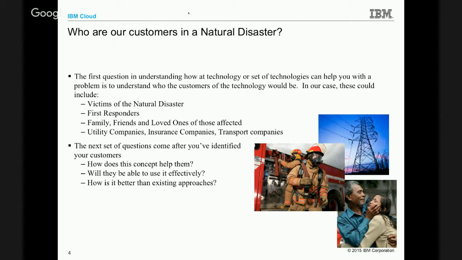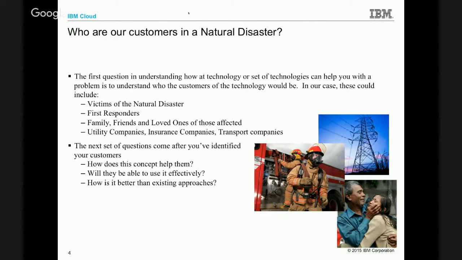And then finally, there's the second tier of customers that you can also think about. These would be things like the utility companies, insurance companies, and transport companies that are going to be providing services to the victims. And again, anything you can think of to help those second tier customers help the victims themselves or be more effective or quicker at what they're doing would be a perfect set of things to think about.